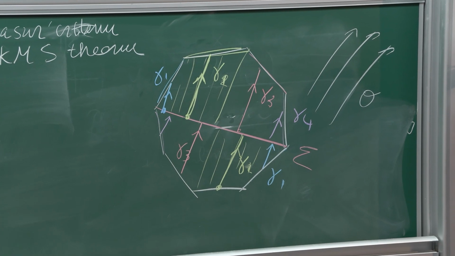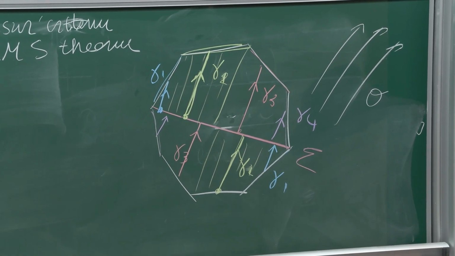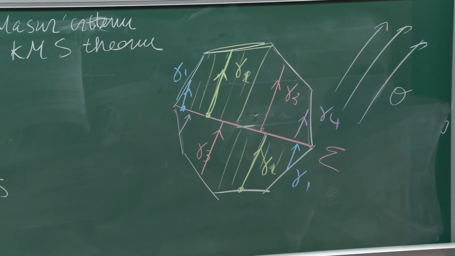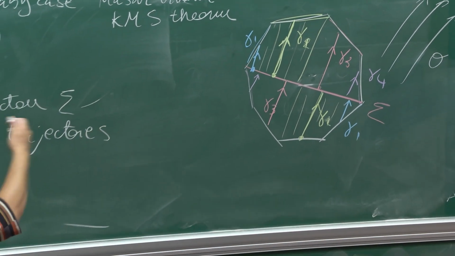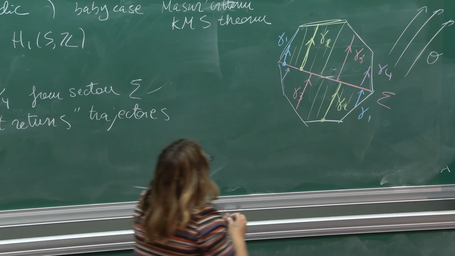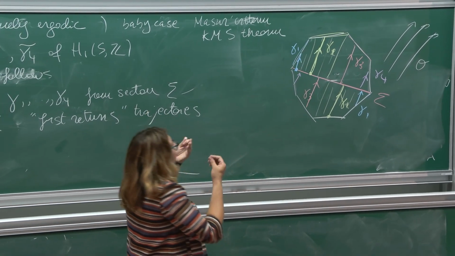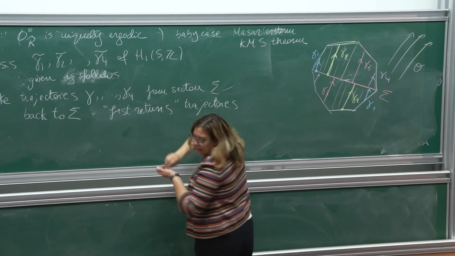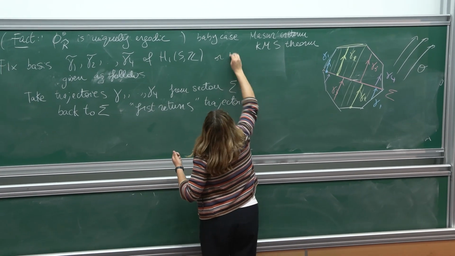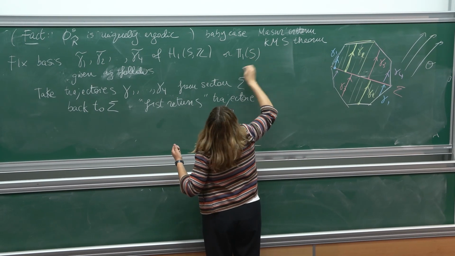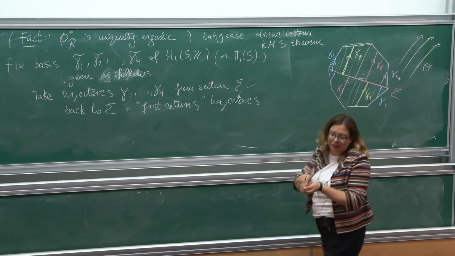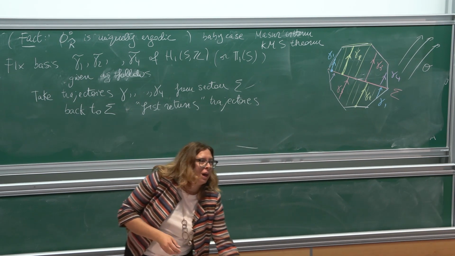So these are trajectories gamma 1 from section sigma back to sigma, first return trajectories. And it's clear it's one for every topological way that I have to come back. If I want to take even a base of pi 1, if you prefer, they're not closed, but I can just close them along the section.